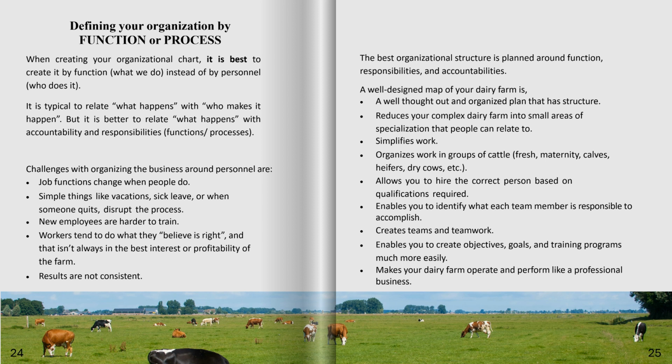A well-designed map of your dairy farm is a well-thought-out and organized plan that has structure. It reduces your complex dairy farm into small areas of specialization that people can relate to. Simplifies work. Organizes work in groups of cattle: fresh, maternity, calves, heifers, dry cows, etc. Allows you to hire the correct person based on qualifications required. Enables you to identify what each team member is responsible to accomplish. Creates teams and teamwork. Enables you to create objectives, goals, and training programs much more easily. Makes your dairy farm operate and perform like a professional business.